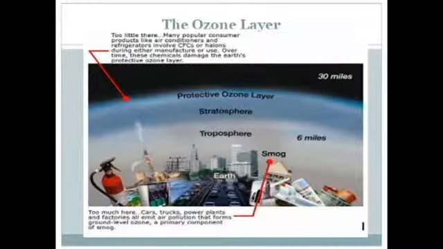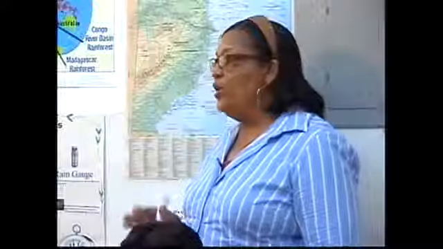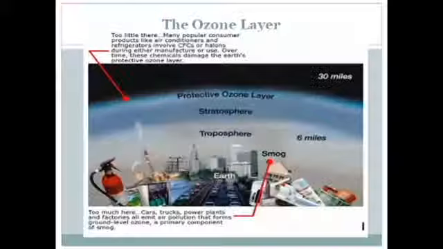Okay, here is a picture of the ozone layer. It shows you the stratosphere, and the picture also shows you the troposphere. Notice what it says at the top. Where we see the ozone layer, it says it's too little. Yet, how much percent of the ozone is in the stratosphere? 90%. How much in the troposphere? 10. But yet, the 10% is too much. The 90% is too little.